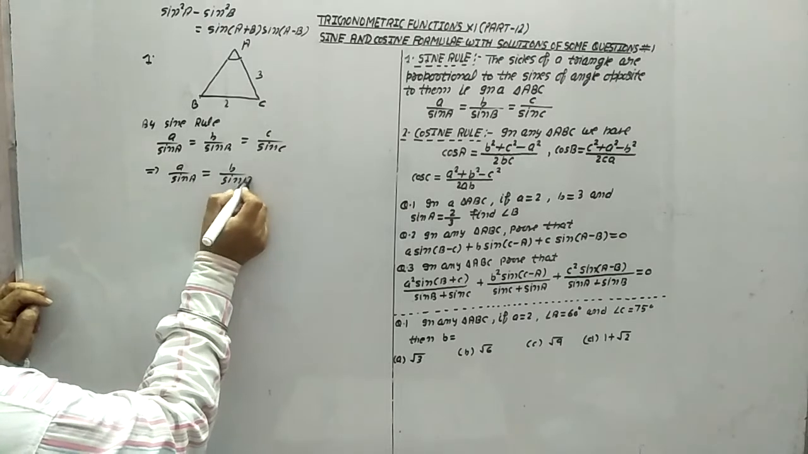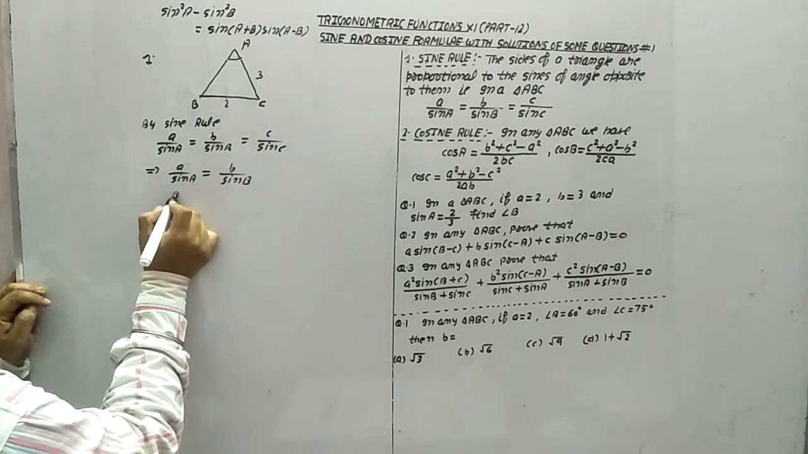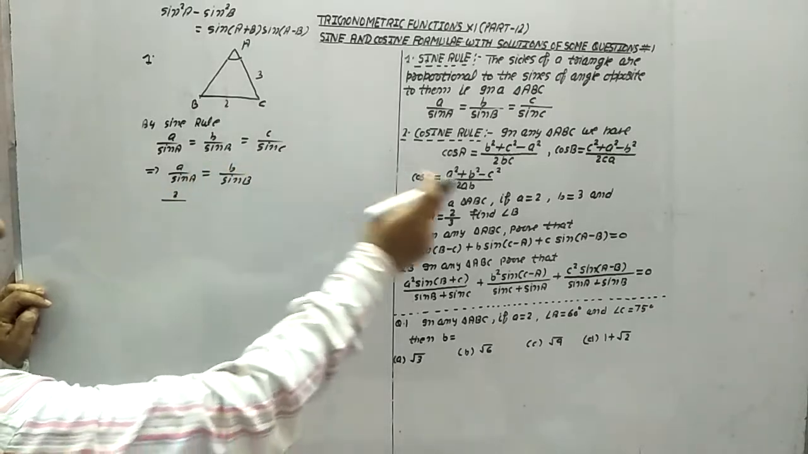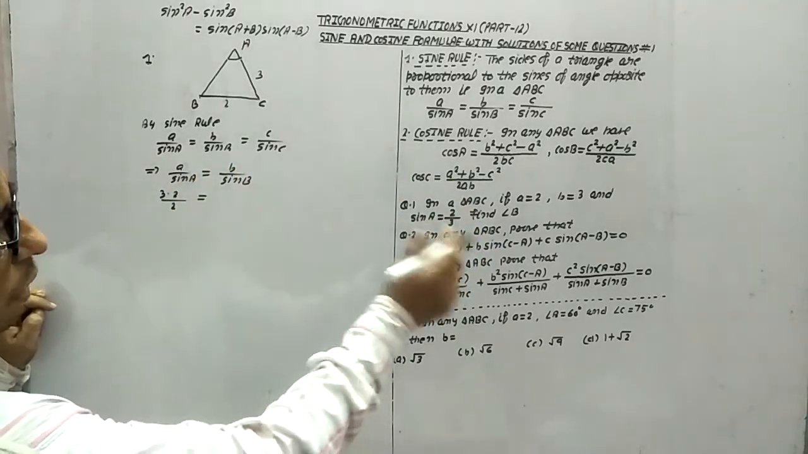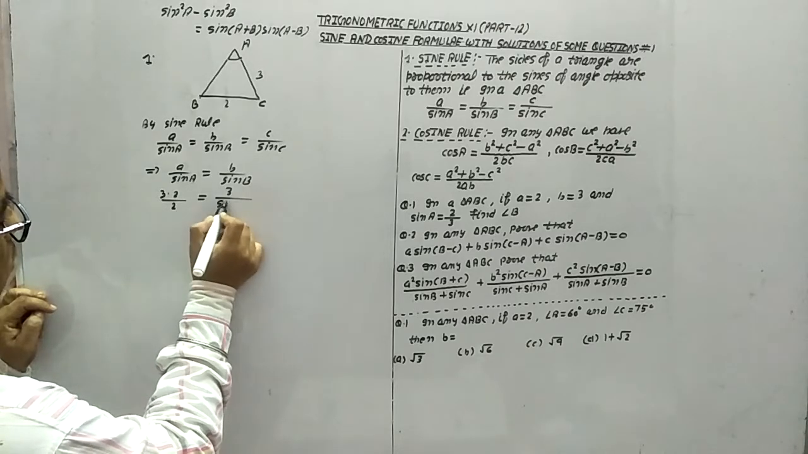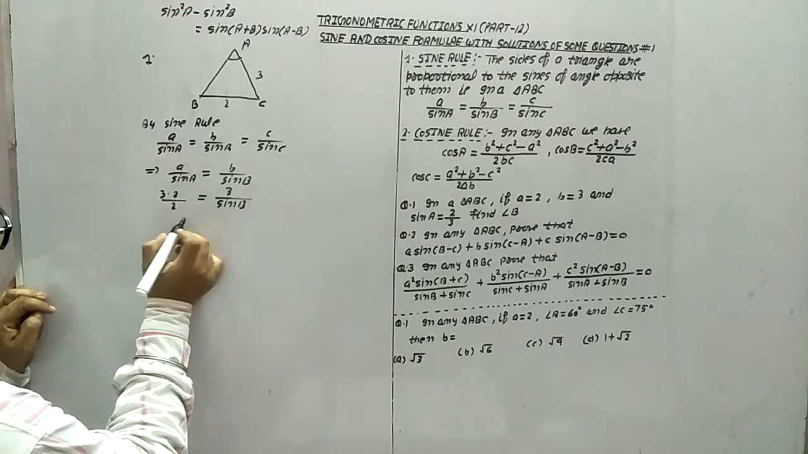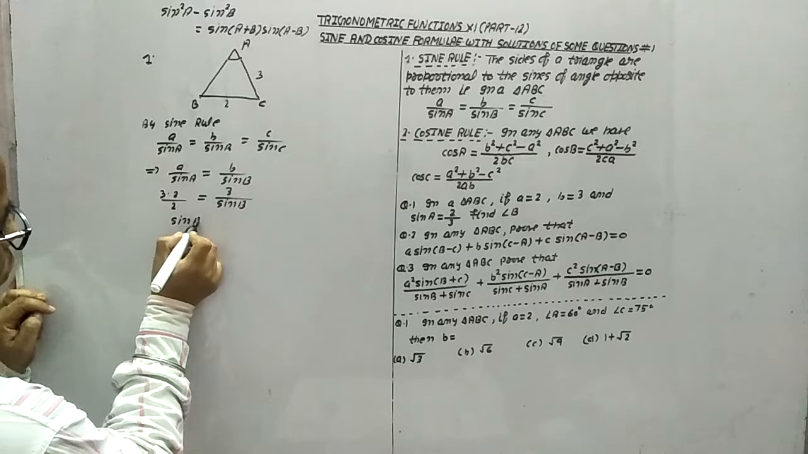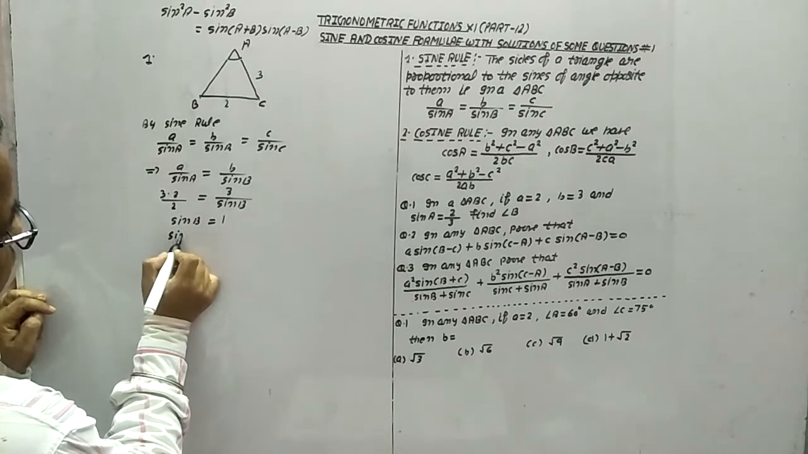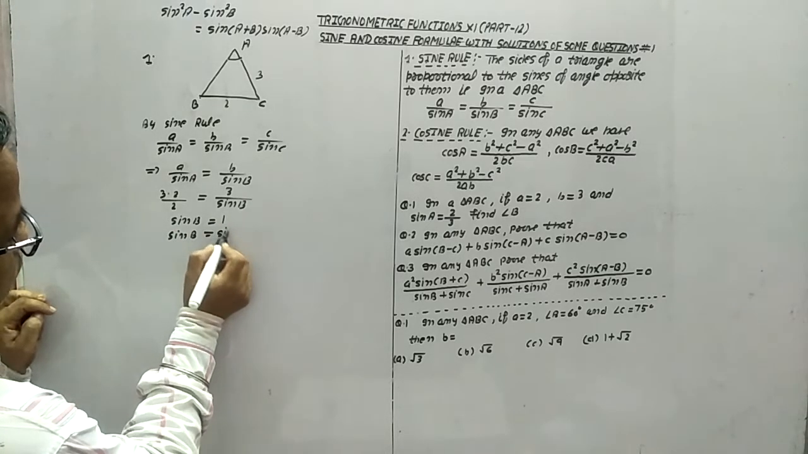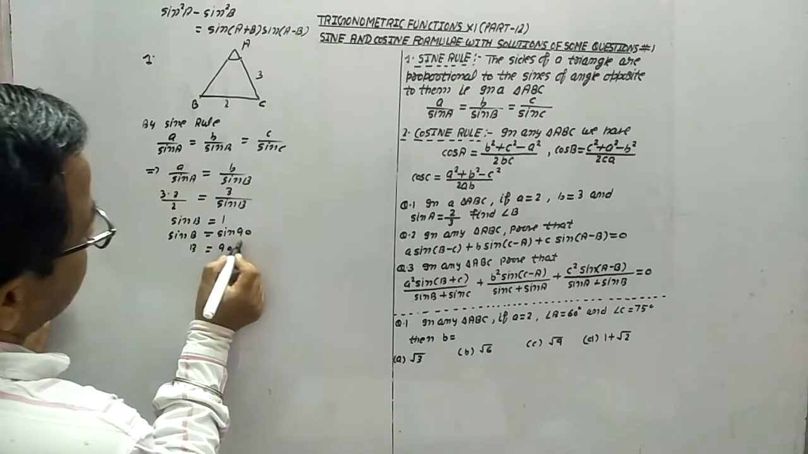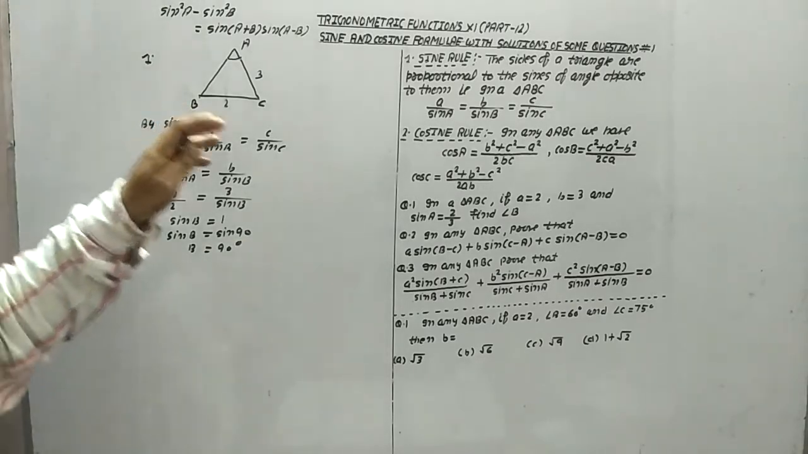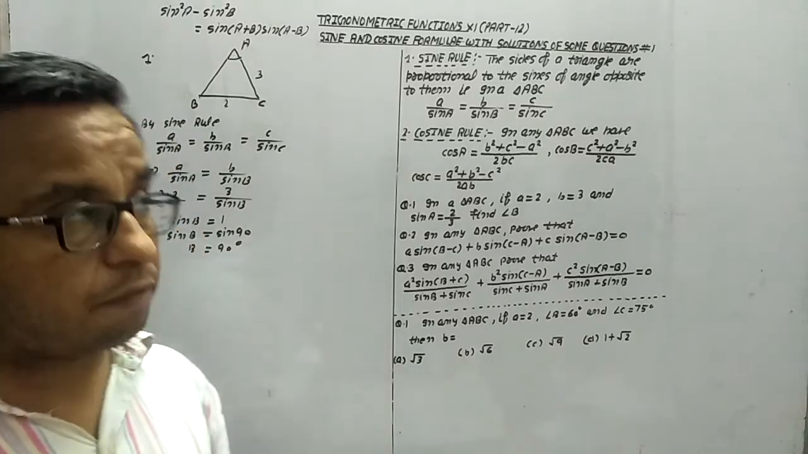Now substitute the values. What is a? a is 2. Sin A is given. What is sin A? 2 upon 3. This is b. What is b? b is 3 sin B. It means after doing the calculation, sin B is equal to 1. It means sin B is equal to sin pi by 2. It means B is equal to 90 degrees. This is the way to do the very small question which is related to 1 mark.